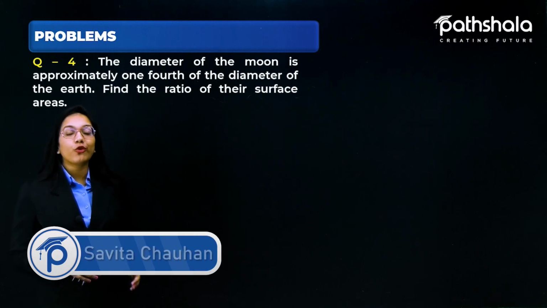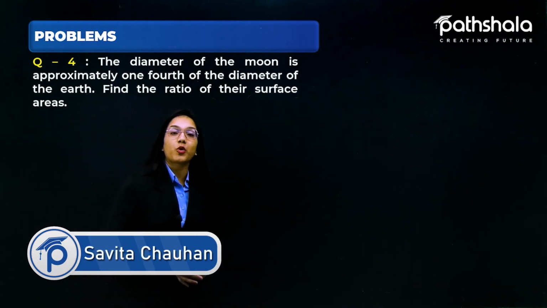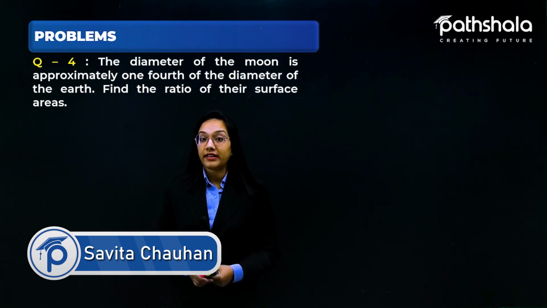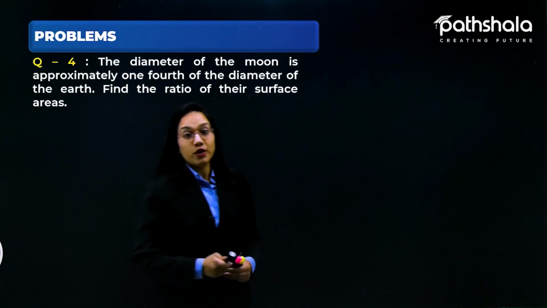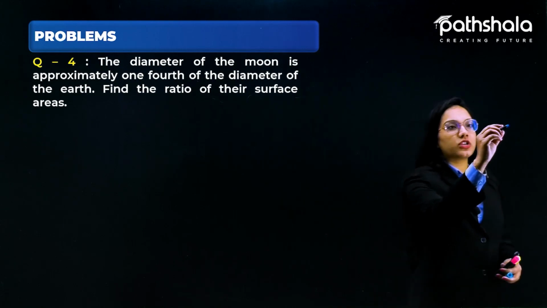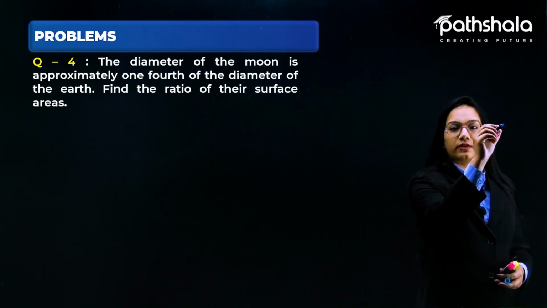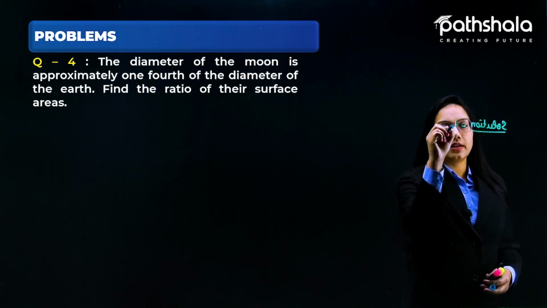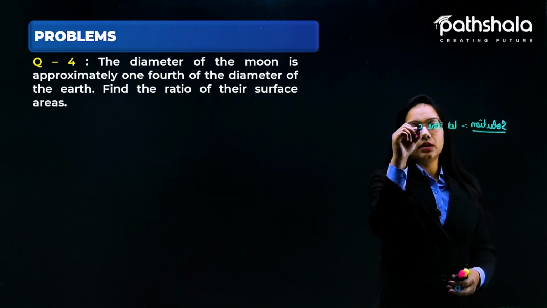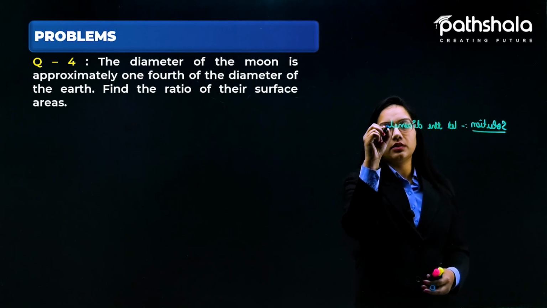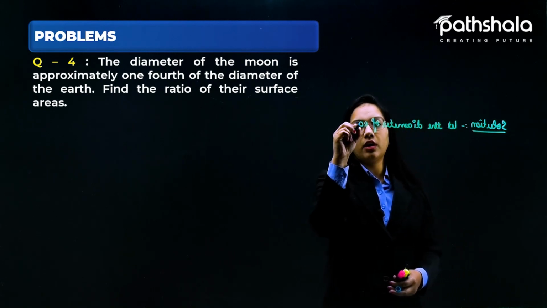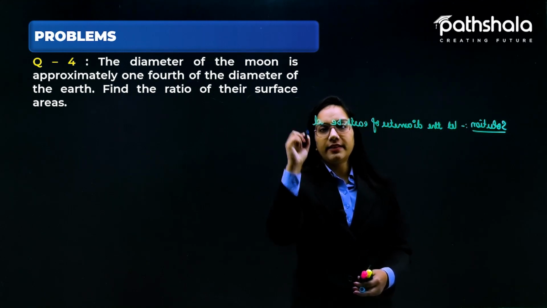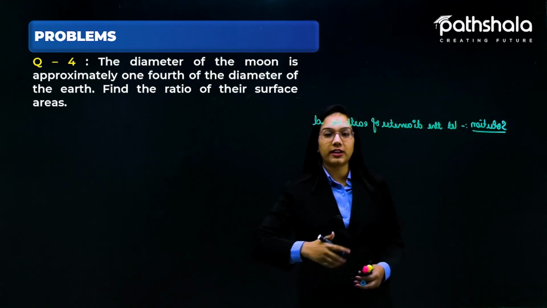Now the question number 4 is: the diameter of the moon is approximately 1/4 of the diameter of the earth. Find the ratio of their surface areas. So first of all, let us suppose the solution for this one would be like, let the diameter of earth be d. Let us suppose I'm just taking the diameter of the earth as d.